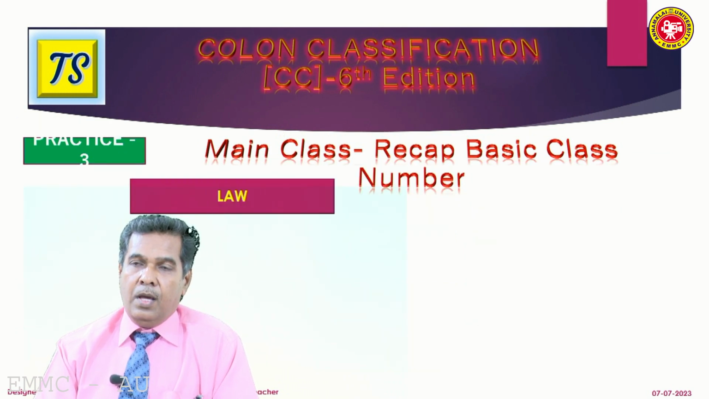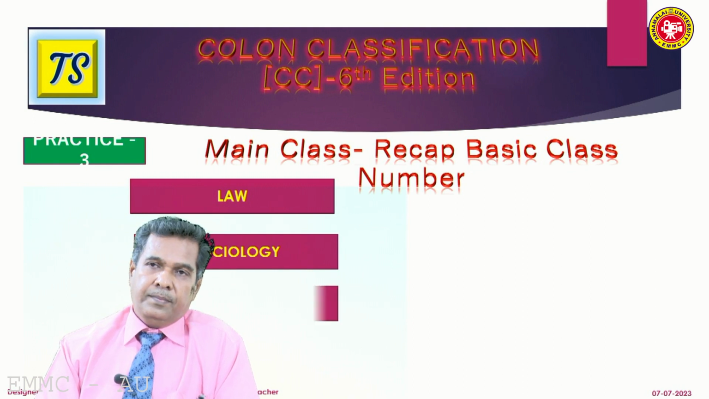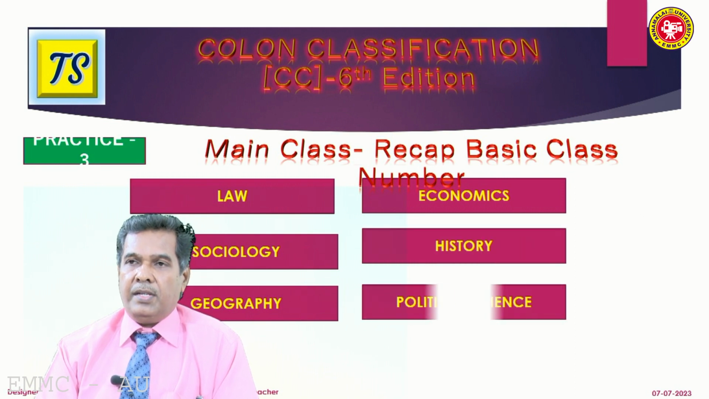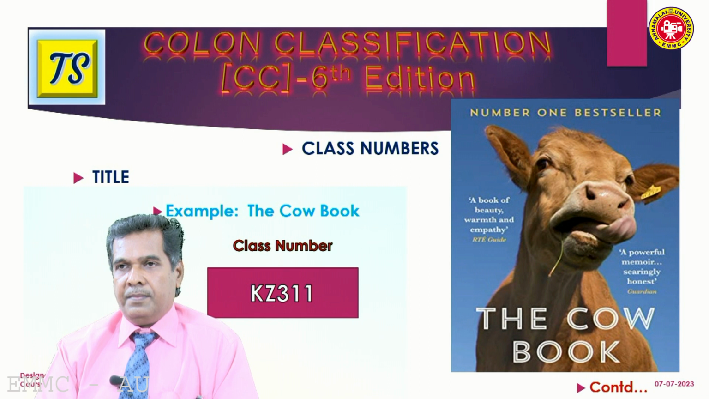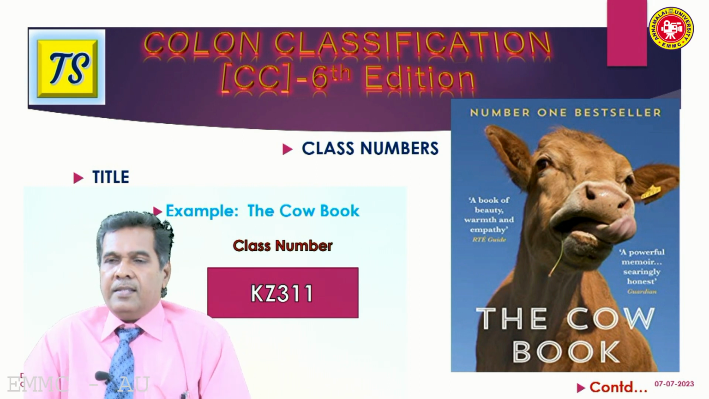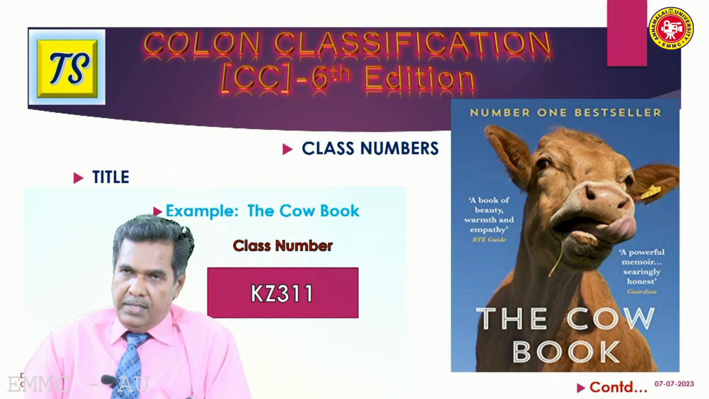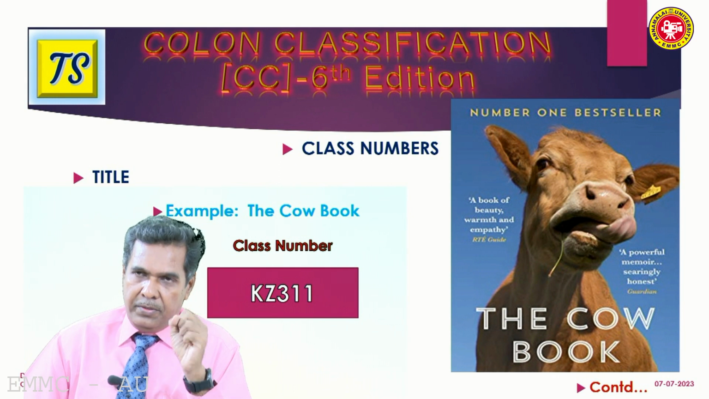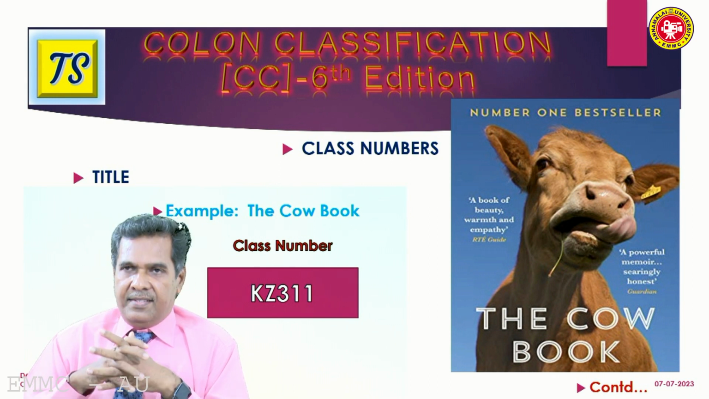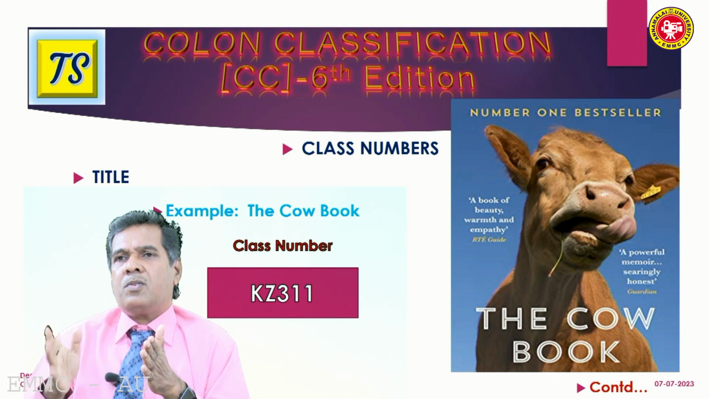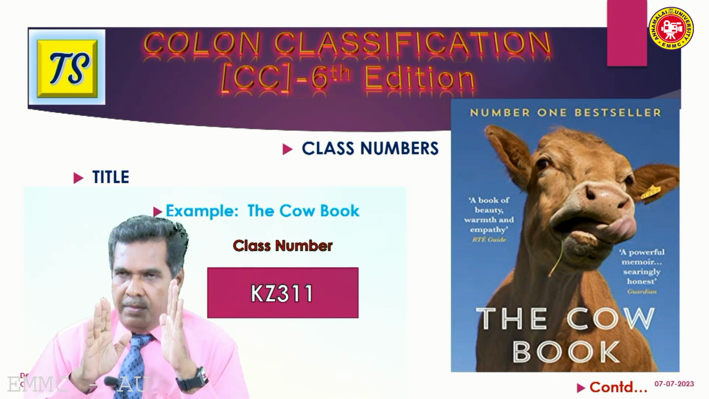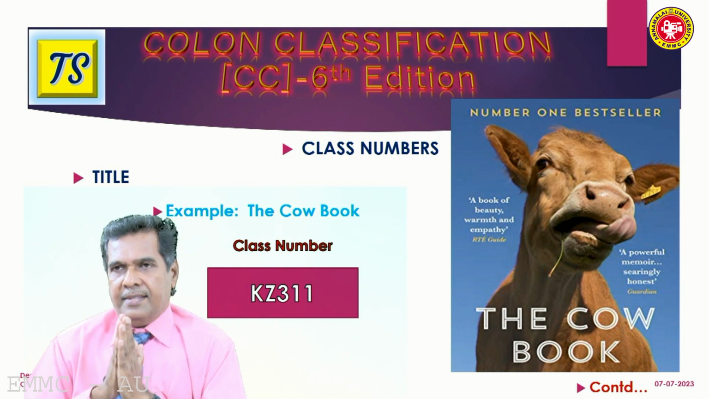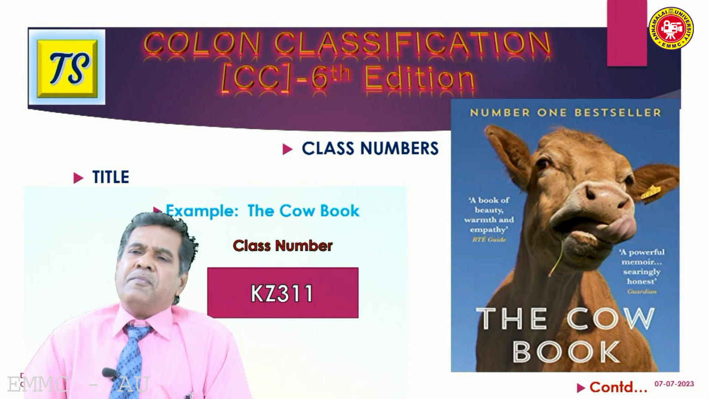Caps Z for law, Y sociology, U geography, X economics, V history, W political science. So the simple practice is very important for the learners. It helps you to reduce the searching time in the schedule. If you are thorough in the main classes, you need not go to the index part in colon classification to refer to the main class notation. So simply A to Z and 1 to 4 main classes, the time will be saved.